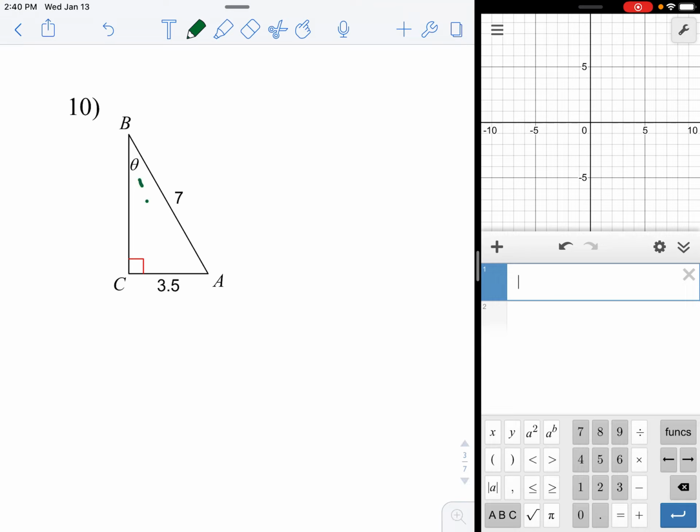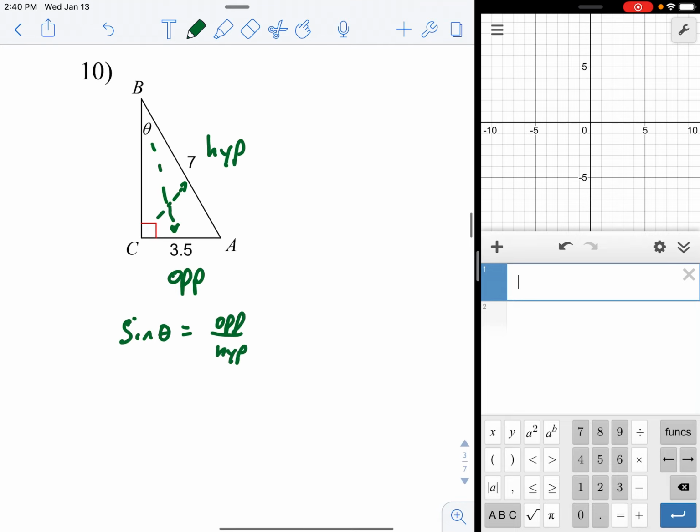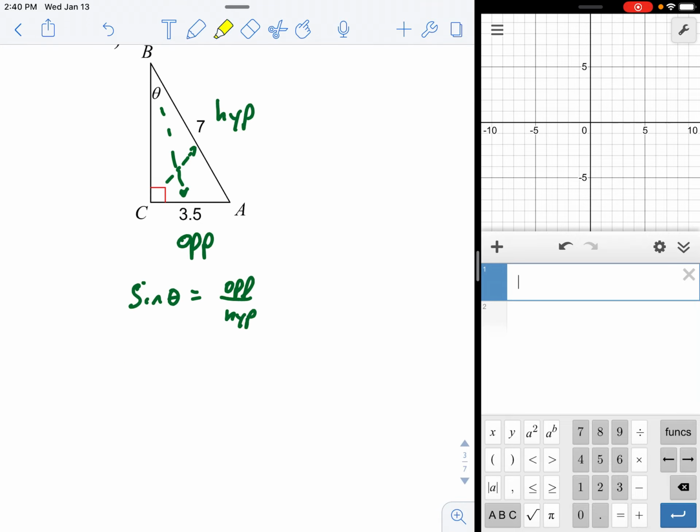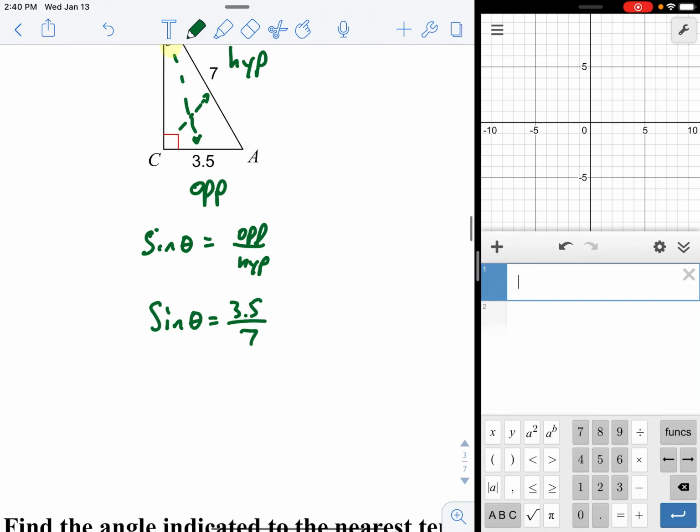What's given? Well, we've got the opposite, and we've got the hypotenuse. Hypotenuse, remember, is always across from the right angle. Opposite and hypotenuse is part of the sine formula. Sine equals opposite over hypotenuse. So to solve for theta in this problem, I need sine of theta equals 3.5, which is the opposite, over 7, which is the hypotenuse.